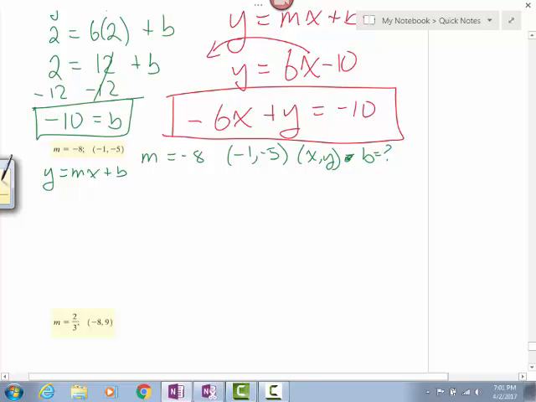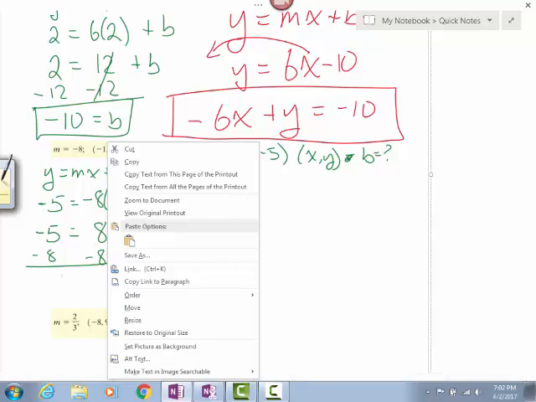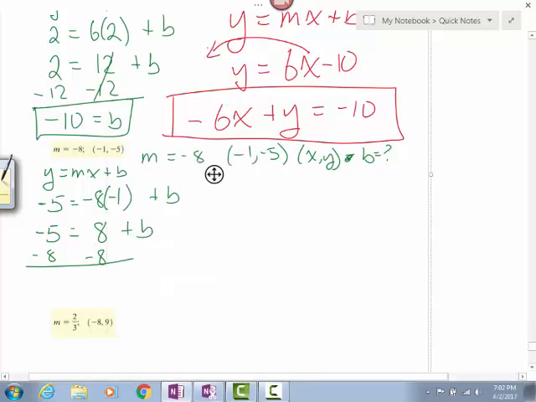Okay, so let's fill in the blanks. Where the y used to be, negative 5, equals, where the m used to be, negative 8, where the x used to be, negative 1, plus b. So that's negative 5 equals negative 8 times negative 1 is positive 8 plus b. I need to minus 8 on both sides. So that's going to leave me a negative 13 is equal to b.